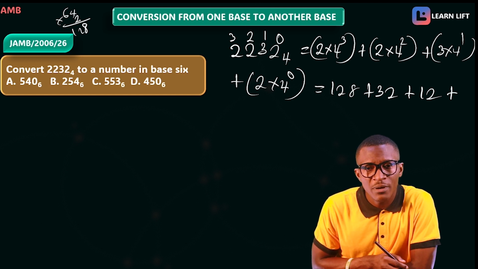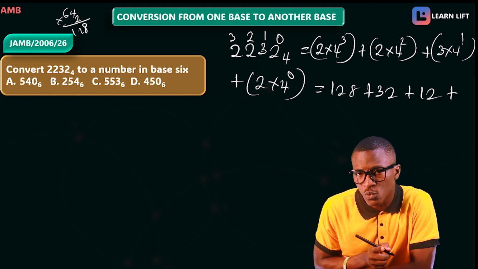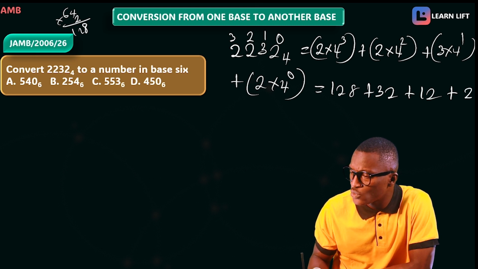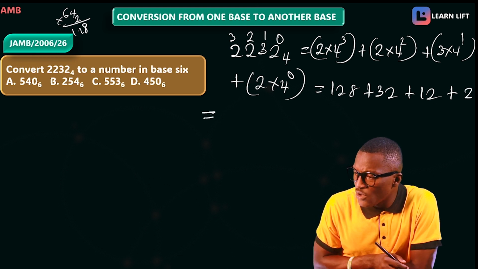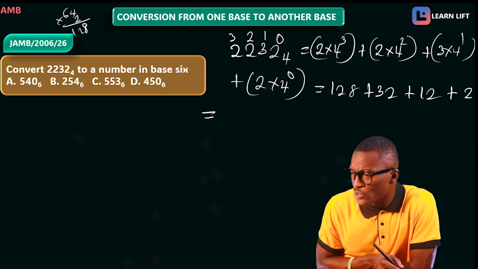Plus, what's 4 raised to power 0? 4 raised to power 0 is what? 1, and 1 times 2, that becomes what? 2. And if you total that, that will give you 128 plus 32 plus 12 plus 2.